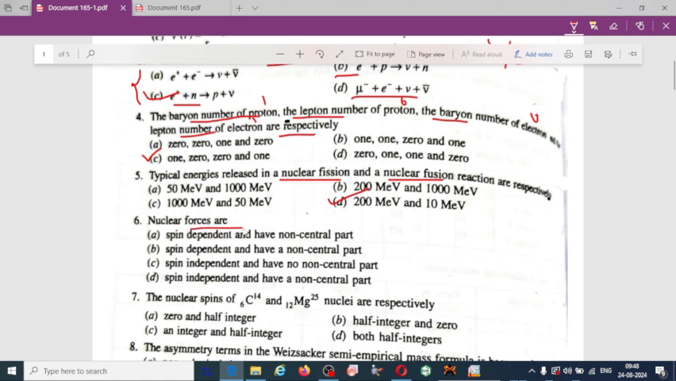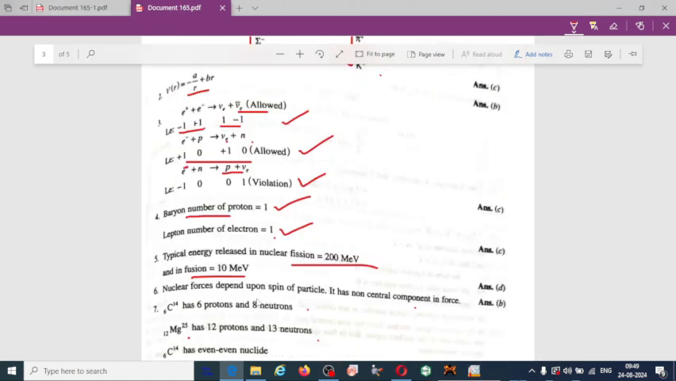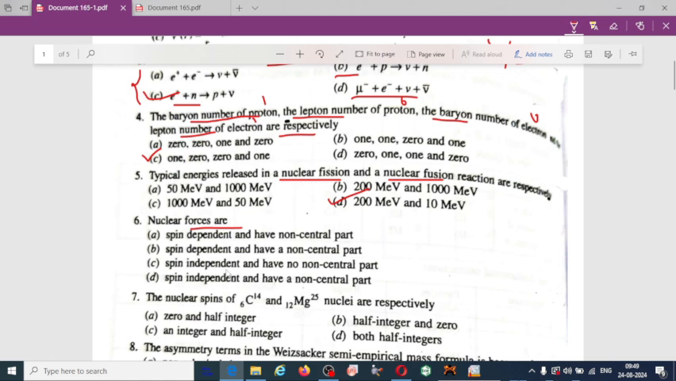Nuclear forces are: spin dependent with a non-central part; spin dependent with no non-central part; spin independent with a non-central part. Actually the nuclear force is always spin dependent and it has a non-central component. Then option B is correct.